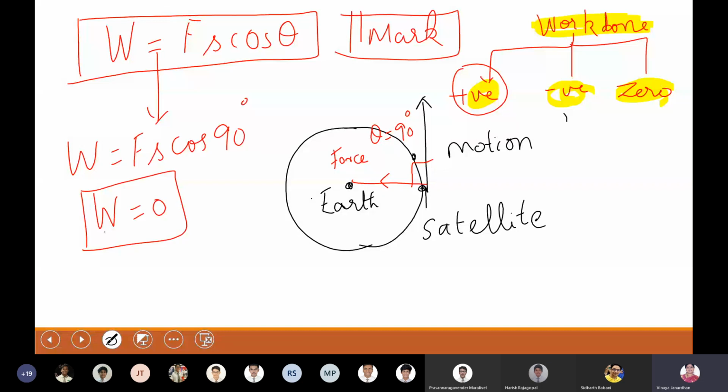Though force is applied on the satellite, though the satellite is in motion, still work done is equal to 0. Forces are being applied. It doesn't mean there is no force. A force is acting on the satellite. The satellite is still undergoing a displacement, but still the work done is said to be 0. The reason is the angle between the force vector and the displacement vector is always 90 degrees. So this is how you classify work as positive, negative, and 0.